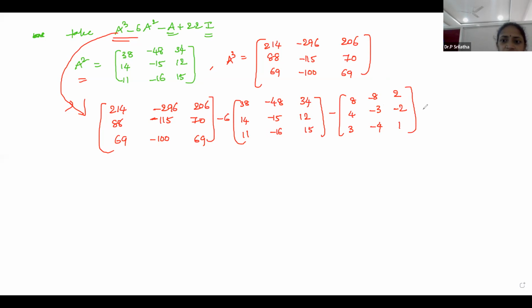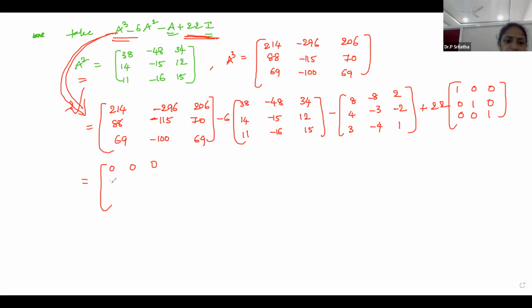Okay, so this is A, and here we have plus 22I, right? So plus 22 into I. What is I? Identity matrix of order 3. So for that we need to write 1 0 0, 0 1 0, 0 0 1. Okay. So if you solve this one, you will get 0 0. That is a null matrix. Here you will get a null matrix.